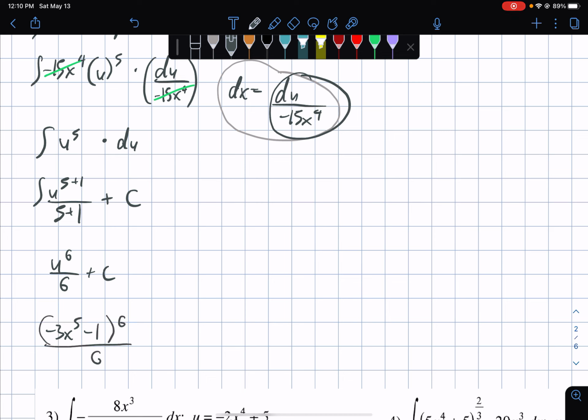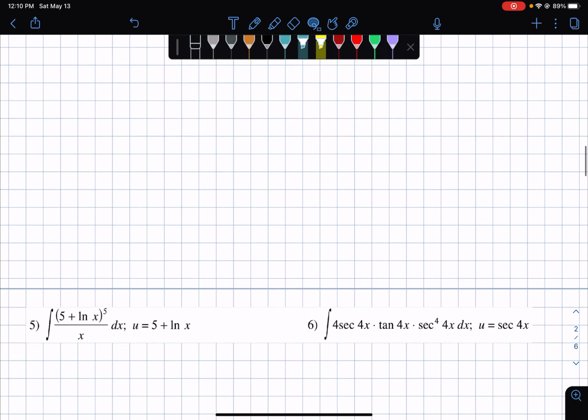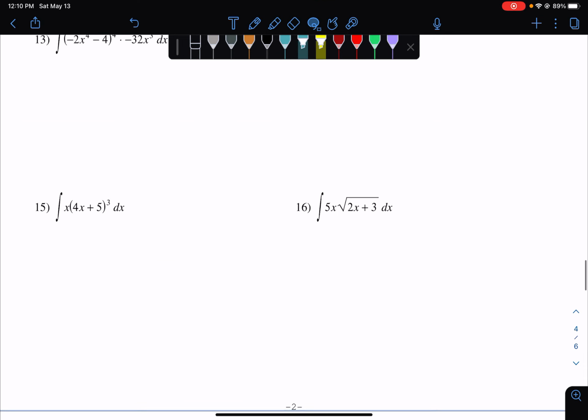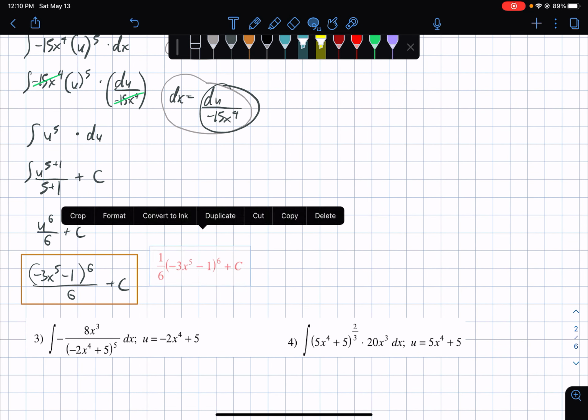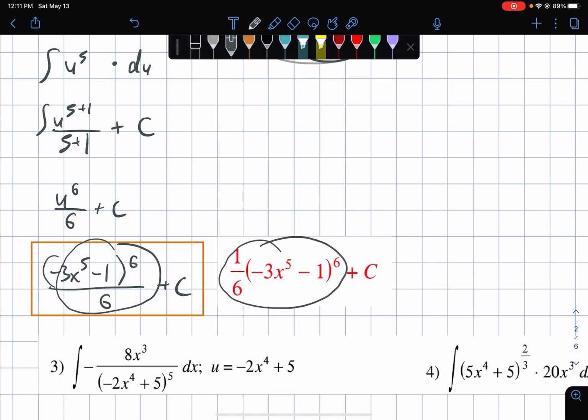And then raised to 6 over 6 plus c. This is the final answer. Let's double check. What does the answer key say? So they're basically the same. The only difference is that I wrote my fraction in this format. The answer key wrote its format in another way, but nevertheless they're still the same.